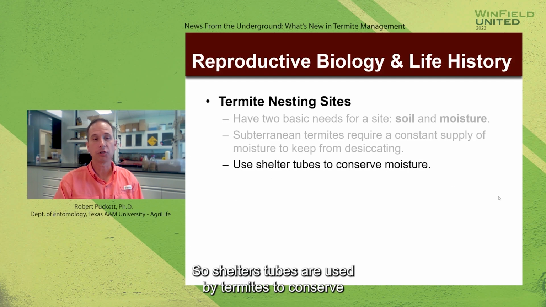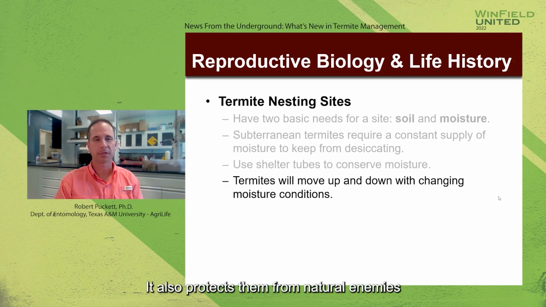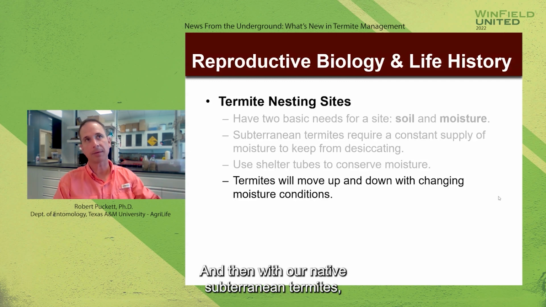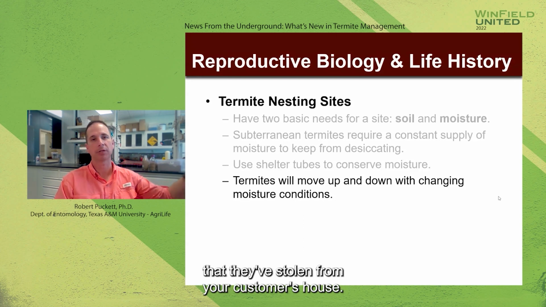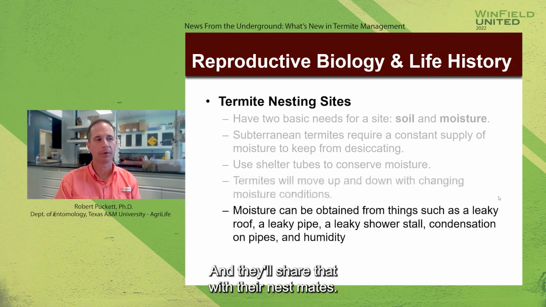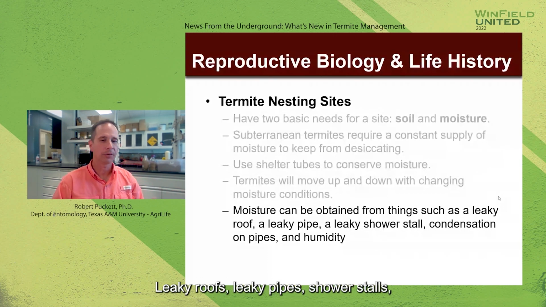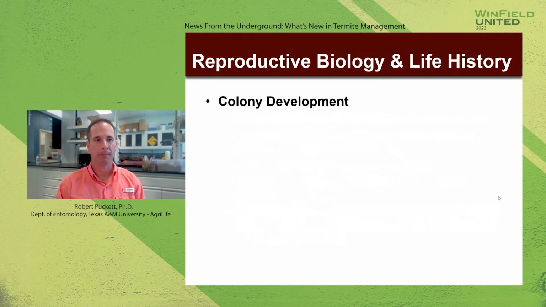Oh yeah, shelter tubes. So shelter tubes are used by termites to conserve their moisture balance as they move from the soil onto a structure. It also protects them from natural enemies and pathogens and this sort of thing. But as you know, termites move up and down the shelter tubes into a structure. And then with our native subterranean termites, they're returning to the colony with food resources that they've stolen from your customer's house. And they'll share that with their nest mates. With our Formosan termites, it's a little different story, and I'll get into that here in a minute. But as I mentioned before, moisture can be attained from lots of different things: leaky roofs, leaky pipes, shower stalls, condensation on pipes, humidity, you name it.